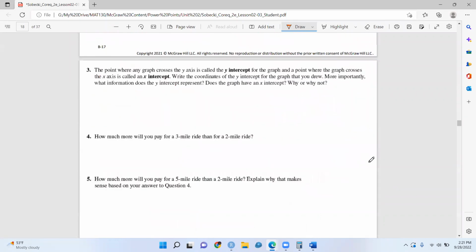So here we get a definition. The point where any graph crosses the y-axis is called the y-intercept. And where it crosses the x-axis is called the x-intercept. So if we were to write those as ordered pairs, the y-intercept always occurs at (0, b), some number. And the x-intercept always occurs at (a, 0), some number. That's what they look like.